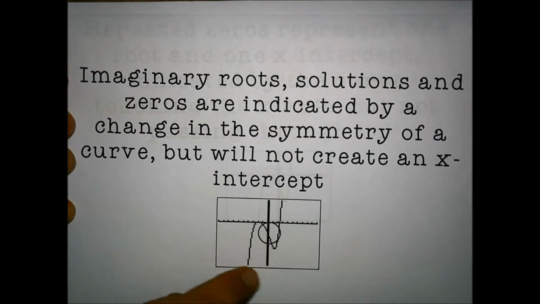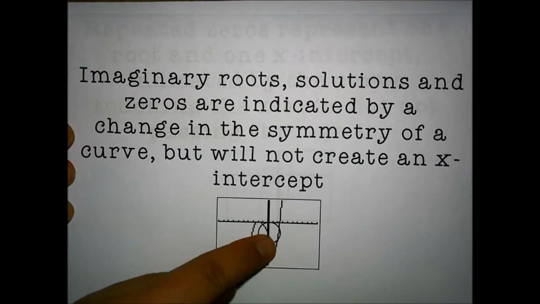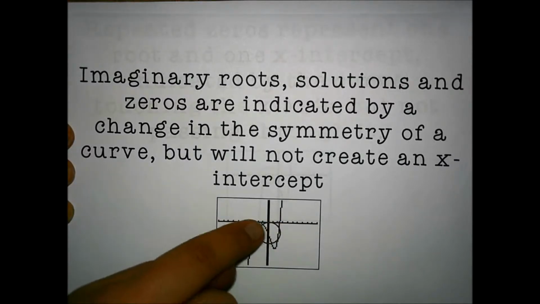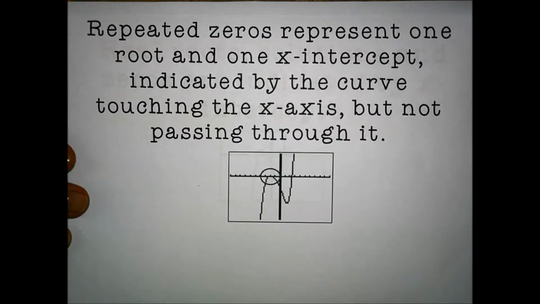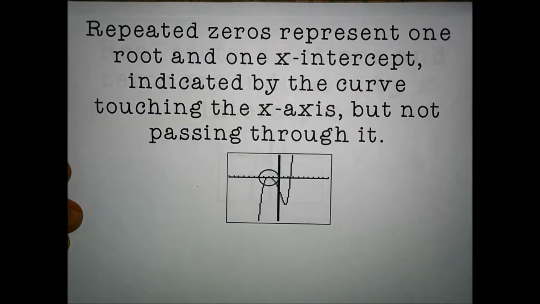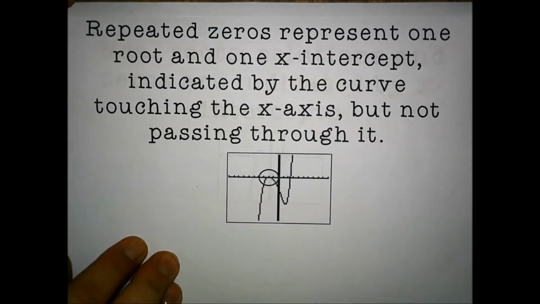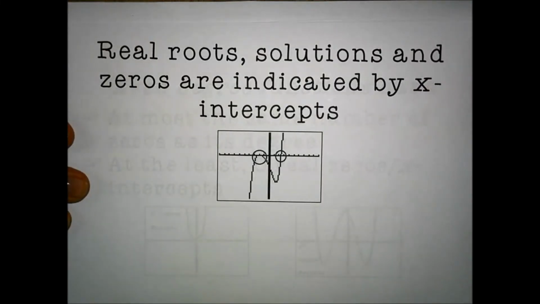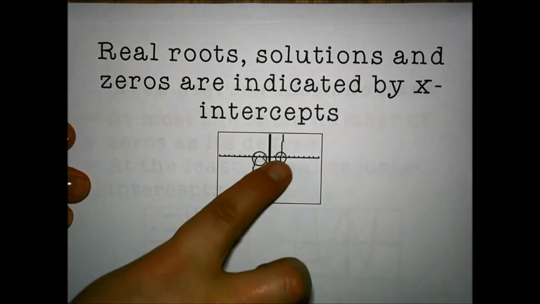This means that for this function, it's not just a cube. It actually has more roots than a cube. It has 2 real, but it has some imaginary there too. Repeated zeros are represented by 1 root and 1 x-intercept, indicated by the curve touching the x-axis once, but not passing through it. Real root solutions and zeros are indicated by x-intercepts here and here.